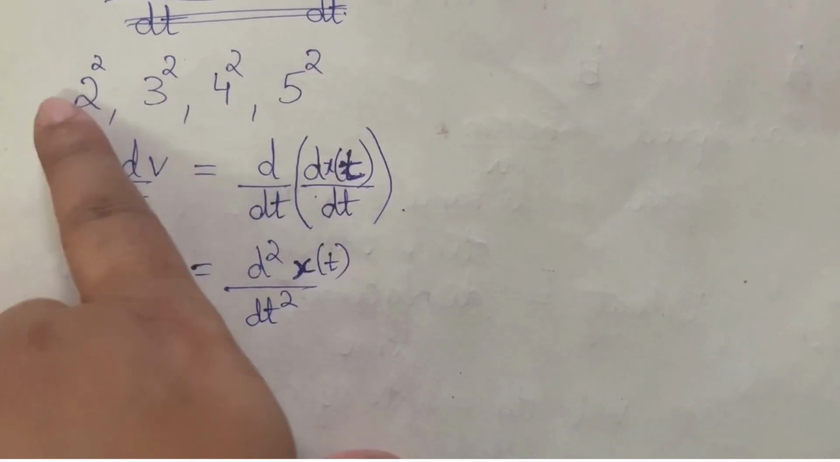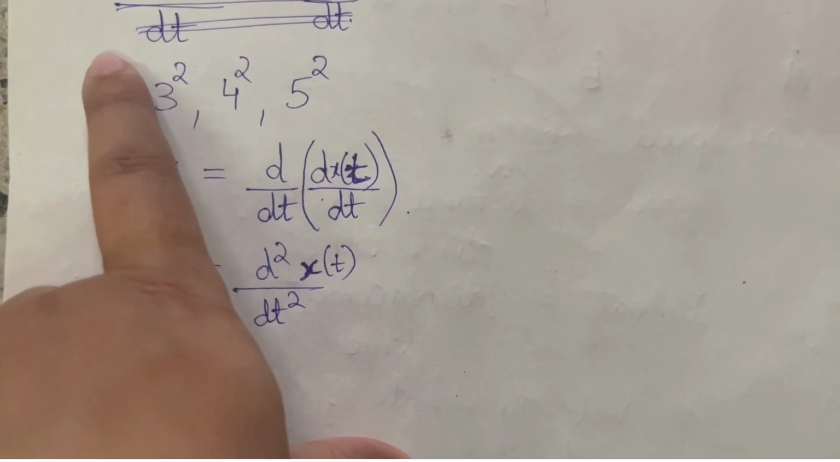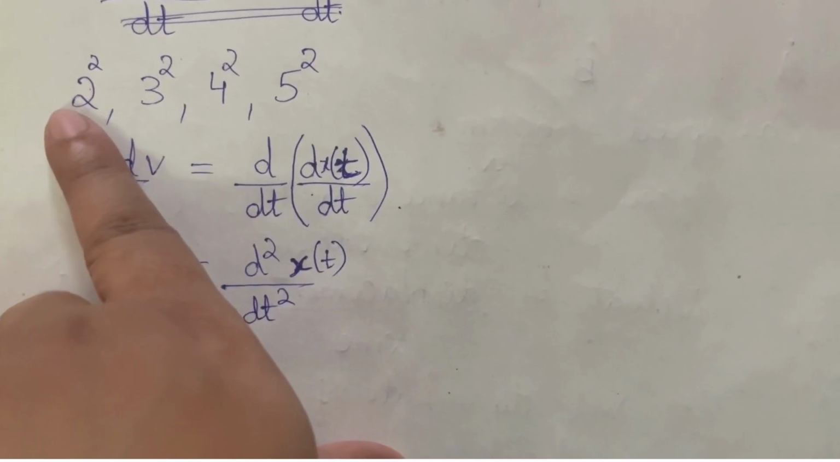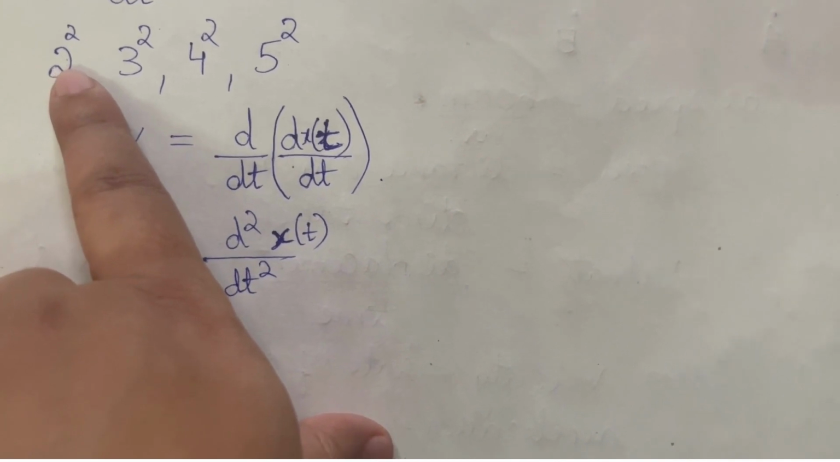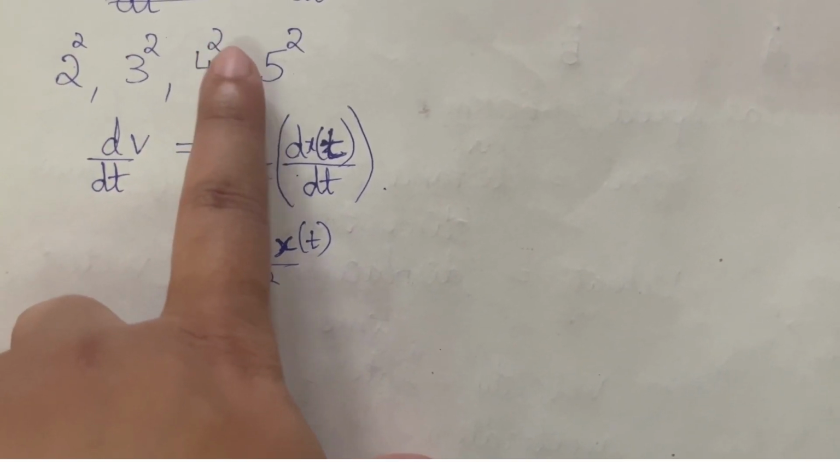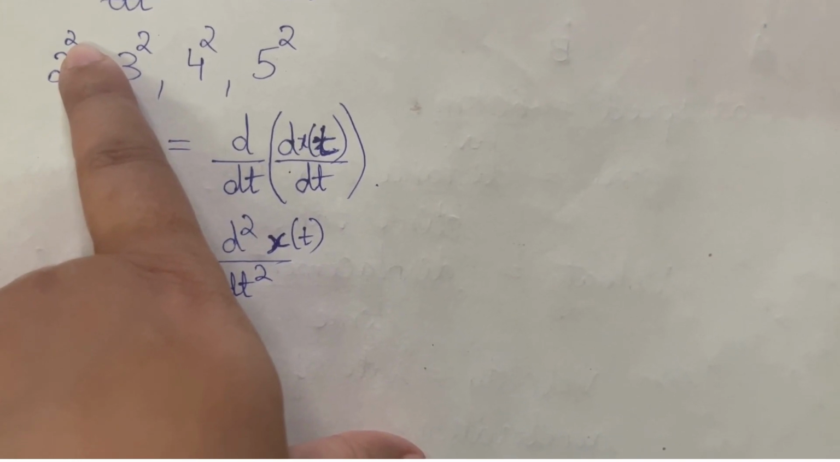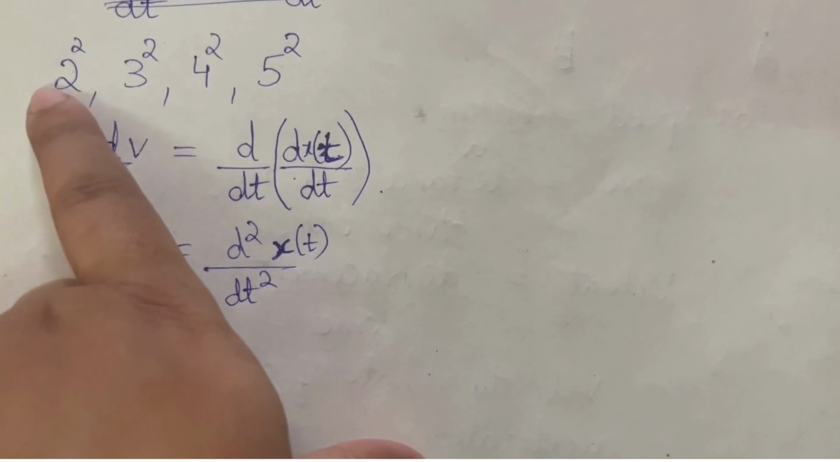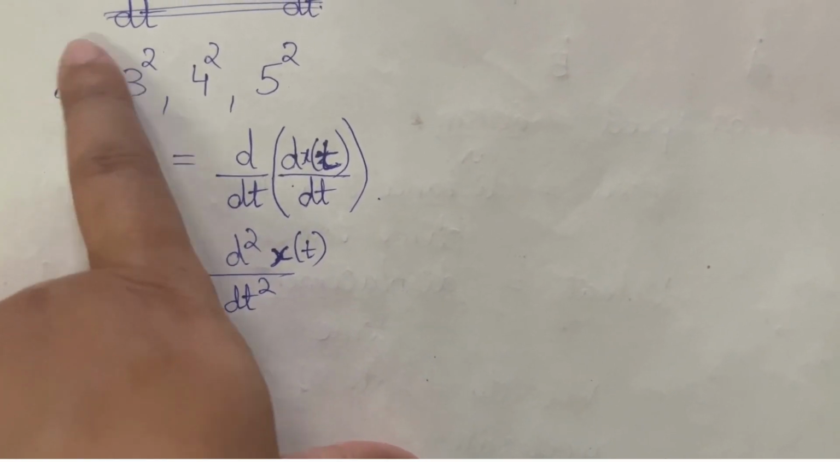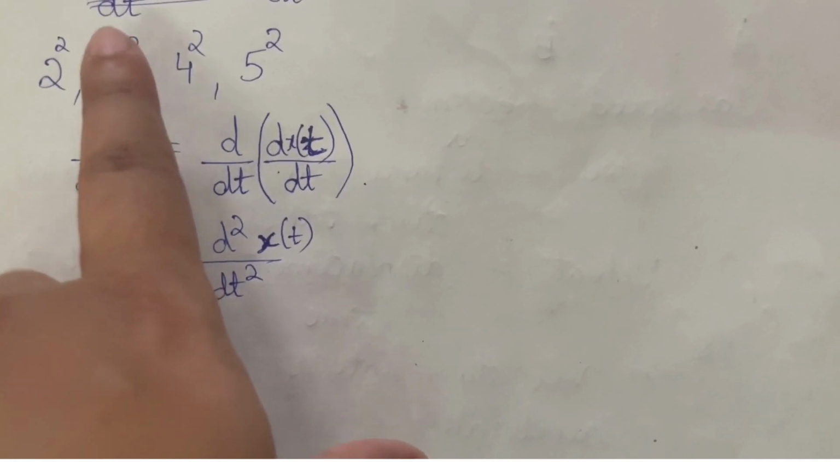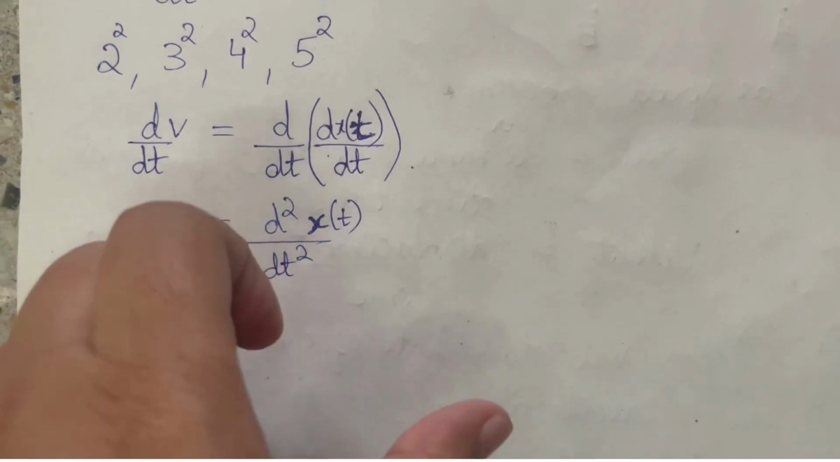So as much as this top number increases, that much faster the value will keep on increasing. So this top number is called order or power or exponent. We say 2 to the power of 2, 2 square. This order is very important. We will come to this again later.